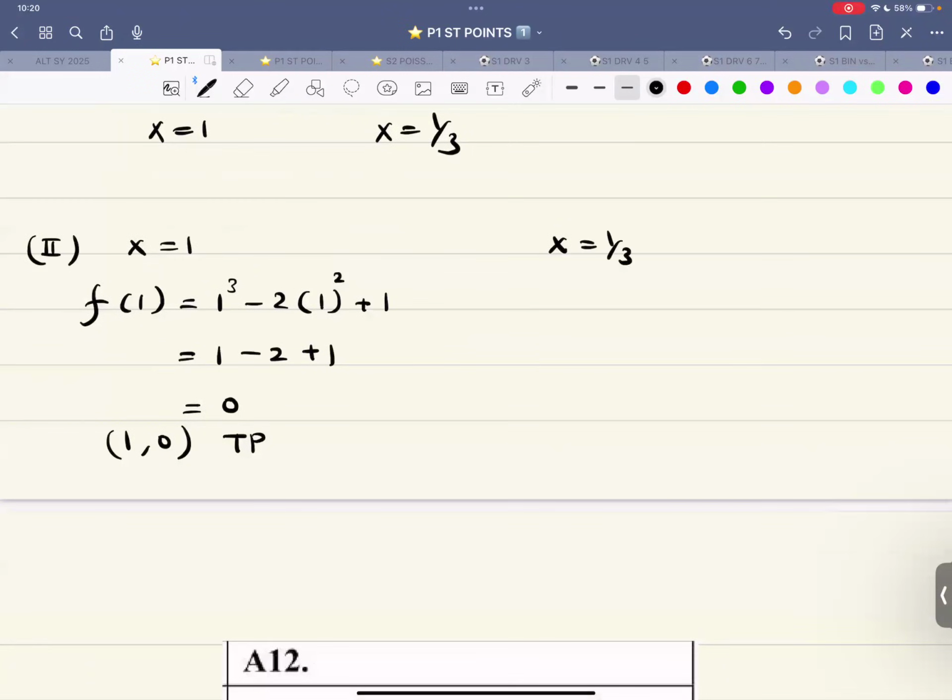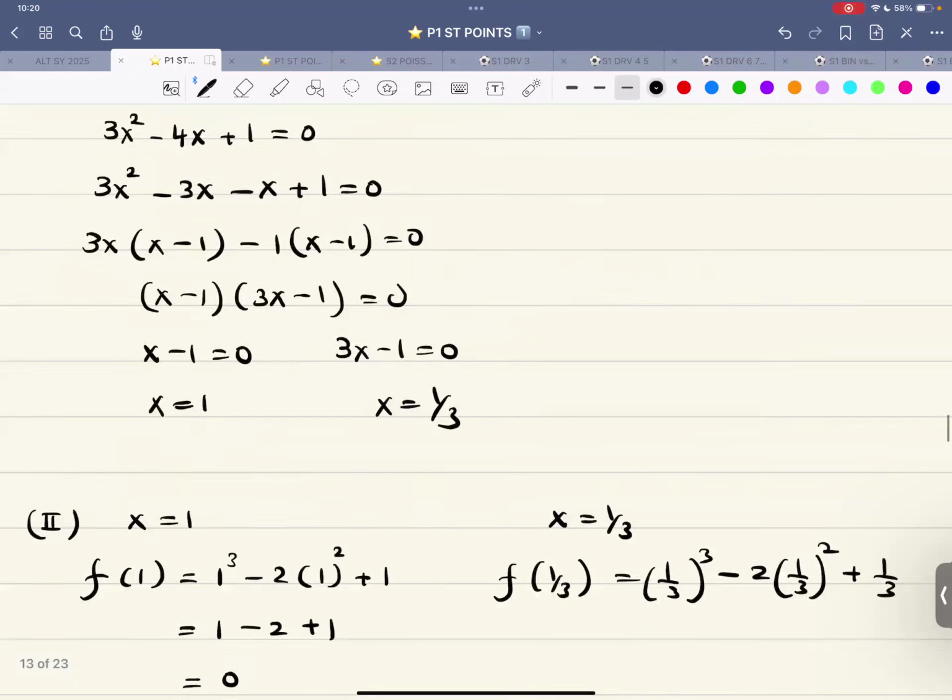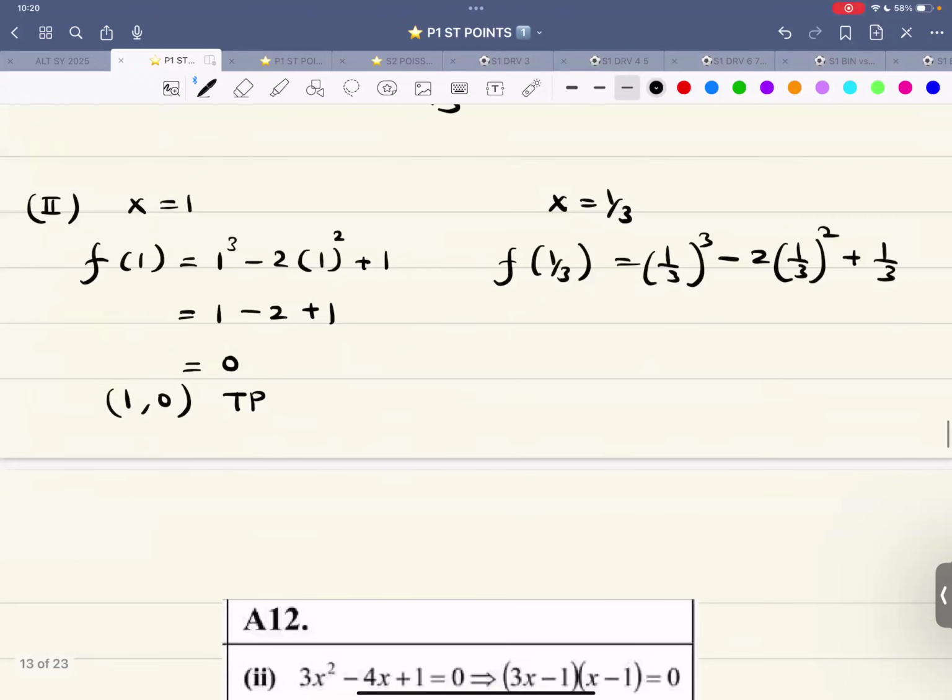When x is 1/3, f of 1/3, that is (1/3) cube minus 2 into (1/3) square plus 1/3. Because f(x) is x cube minus 2x squared plus x, all good. This is 1 over 9. This is minus 2 over 9. This is 1 over 3, which can be written as 3 over 9. So I have written 1 over 3 as 3 over 9. So therefore, 1 plus 3, that is 4. 4 minus 2 is 2. So therefore, this comes out to be 2 over 9.